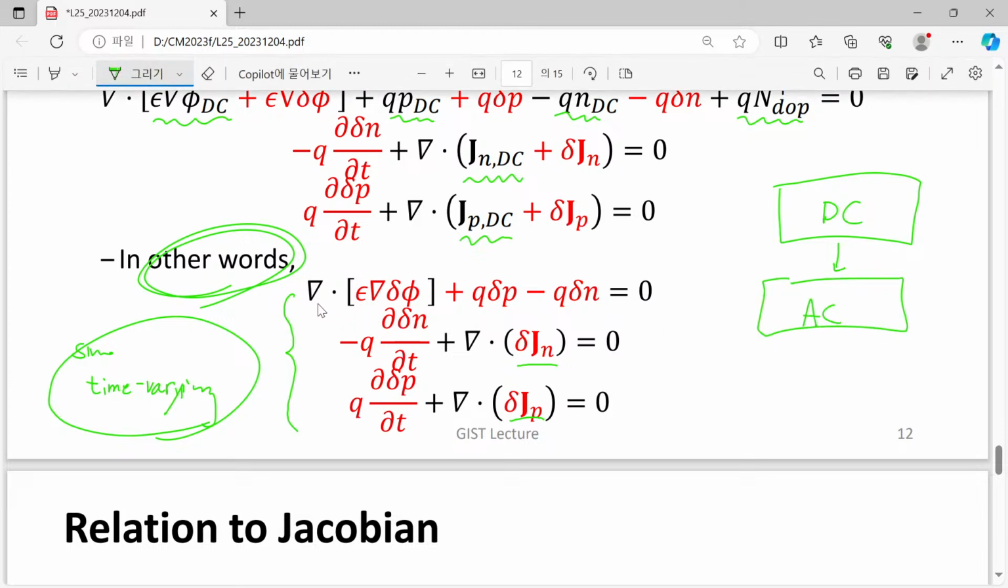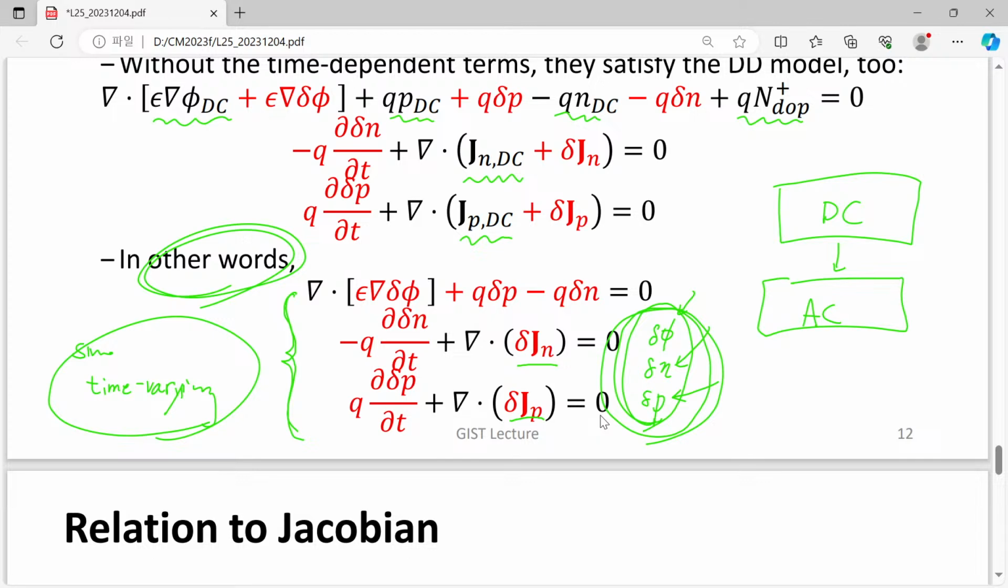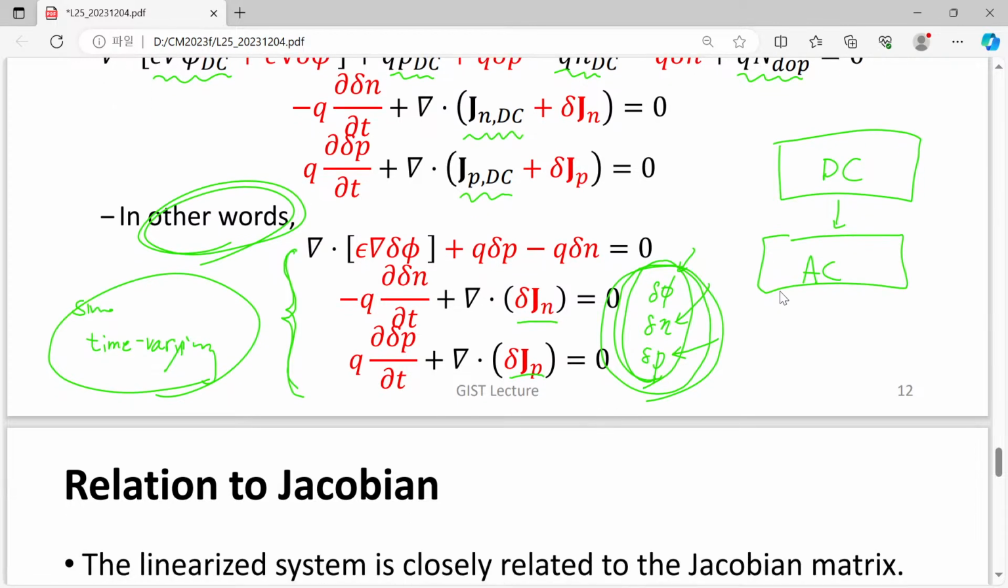AC system. This is the set of equations where delta phi, delta n, and delta p are unknown variables. You can directly construct this system and solve it. Then you will get the potential perturbation, the electron density fluctuation, and the hole density fluctuation. You will get these time varying quantities. Then how can you actually construct this AC system? I think that is the main beauty of today's talk.